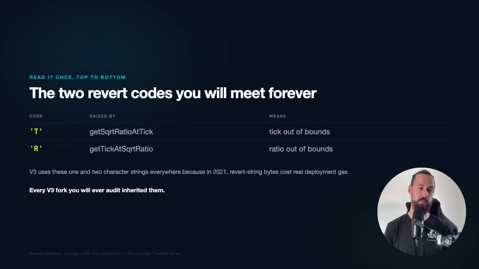A capital R for a ratio out of bounds. V3 uses these tiny strings everywhere because back in 2021, revert string bytes cost real deployment gas. Every V3 fork you will ever audit inherited them.